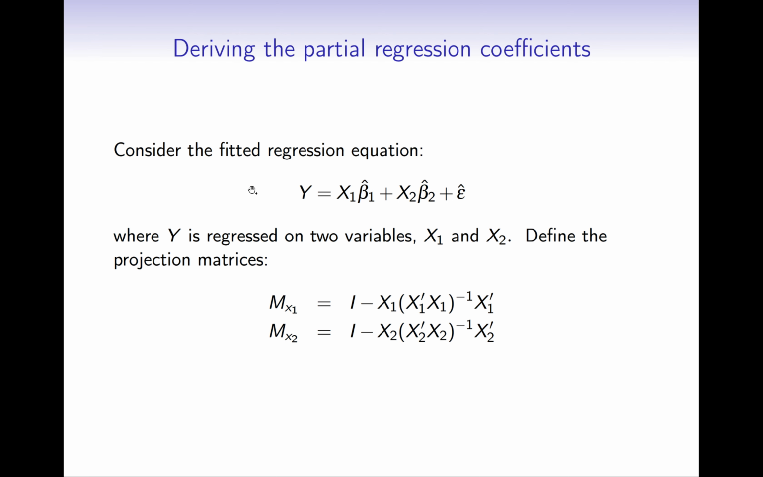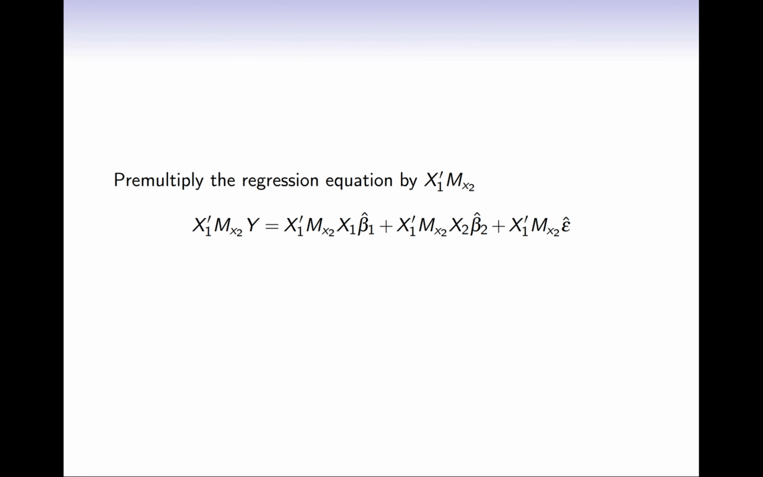So the trick here to figuring out what this beta 1 hat and beta 2 hat are is you pre-multiply. If I want to get beta 1 hat, I pre-multiply the regression equation by x1 prime mx2. Now I use the fact that mx2 x2 is equal to 0, because this is the residuals from regressing x2 on x2. So that's 0. Okay, so this term is actually going to drop out. Now, what about this term?